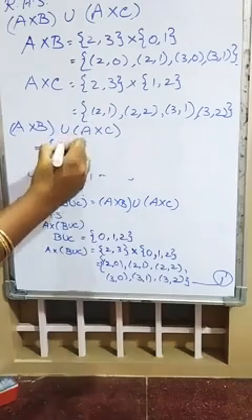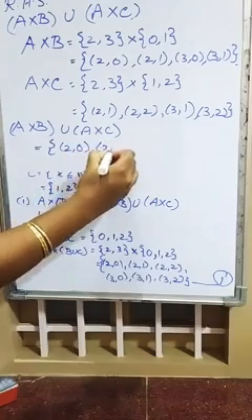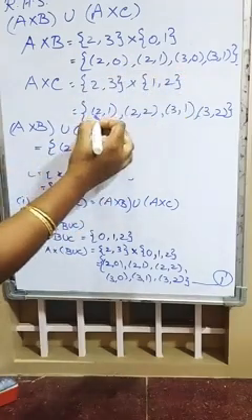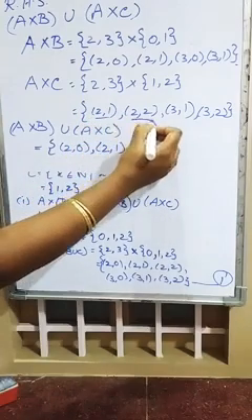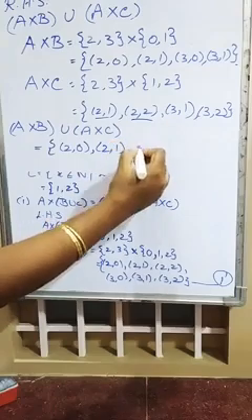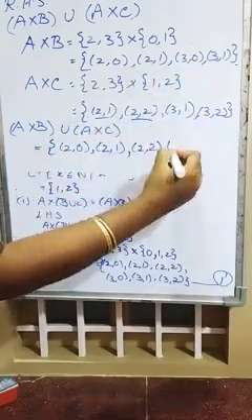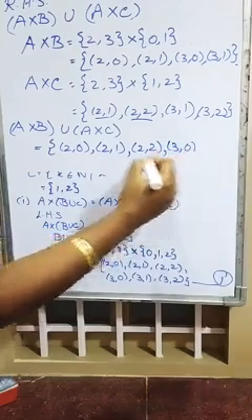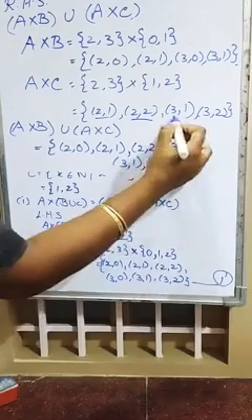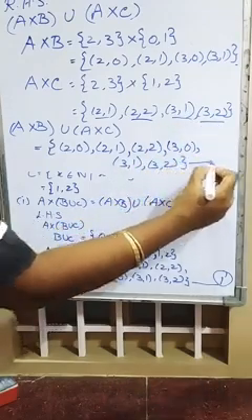That is (2,0), (2,1). Then check here: (2,1), (2,2). (2,1) is already there, so don't repeat the same element. Therefore, next one is (2,2). Next (3,0), (3,1), (3,2). Take it as equation 2.